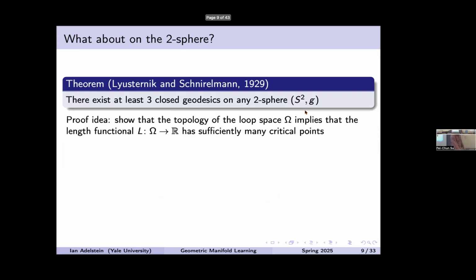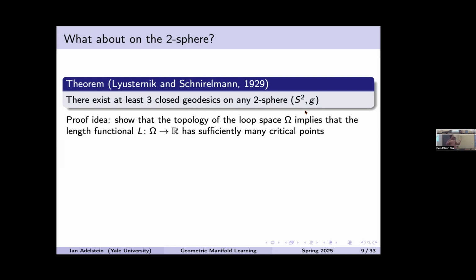And the answer comes in 1929. So this is Lusternik and Schnirelmann. They showed there are at least three closed geodesics on any Riemannian two-sphere. So they answer Poincare's conjecture in the affirmative. And their idea here is they study this loop space and this length functional on this loop space. And again, this loop space is analogous to the space of all vector fields along a curve. It's a crazy infinite dimensional space. And they're able to show that it has enough topology to admit at least three critical points.